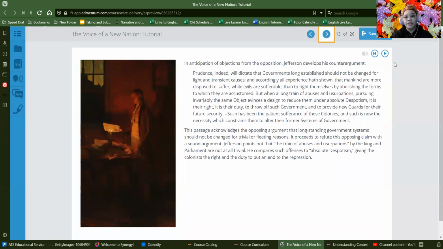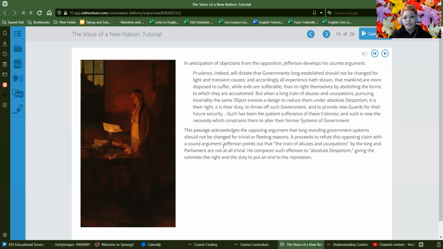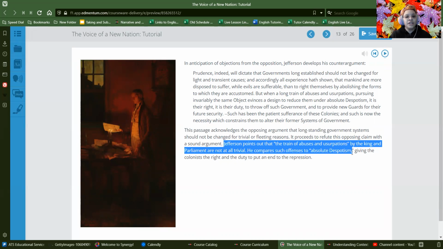So there is a counter argument in here. Sections where Jefferson anticipated objections. I'm sorry. So they give you a quote here. And then at the bottom here, it says, this passage acknowledges the opposing argument that a longstanding government system should not be changed for trivial or fleeting reasons. It proceeds to refute this opposing claim with a sound argument. Jefferson points out that the train of abuses and usurpations by the king and parliament are not at all trivial. He compares such offenses to absolute despotism, giving the colonists the right and duty to put an end to the repression.